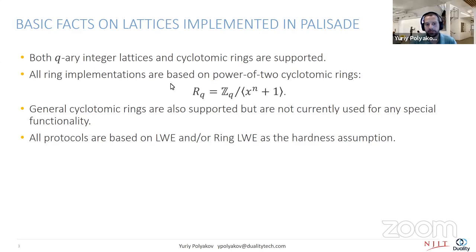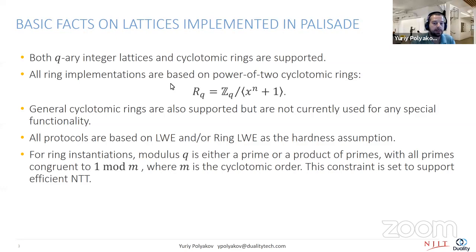All protocols that are implemented in PALISADE are based either on LWE or ring LWE. We do have some constructions based on SIS, but as was shown in previous talks, essentially these problems are equivalent to each other. And one important remark for ring instantiations, we use modulus Q that is either a prime or a product of primes, and these primes satisfy a certain constraint that they have to be congruent to 1 mod m, where m is the cyclotomic order in this case, and the main motivation for this is to provide efficient number theoretic transform capability.